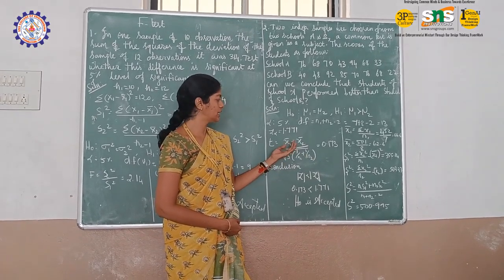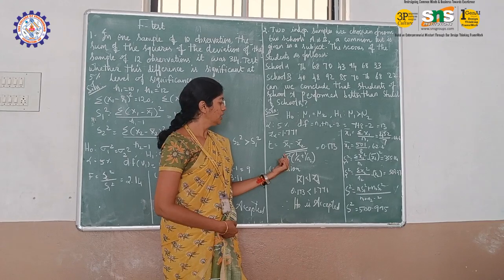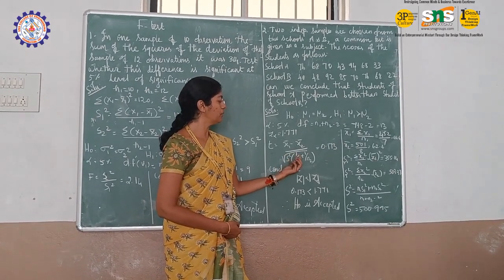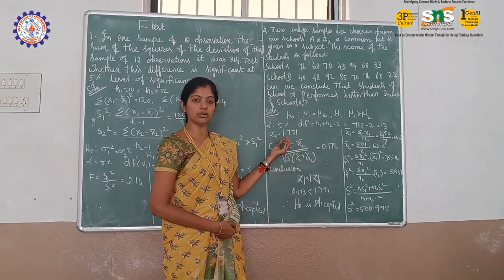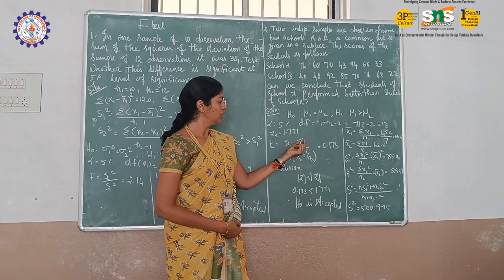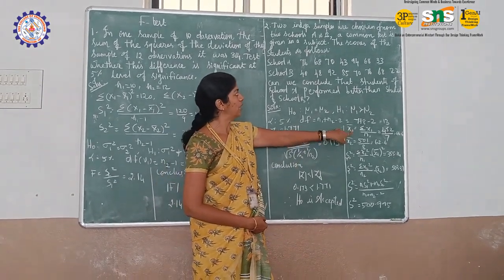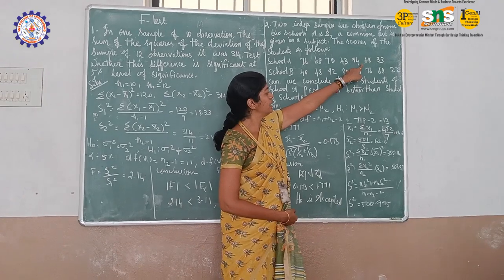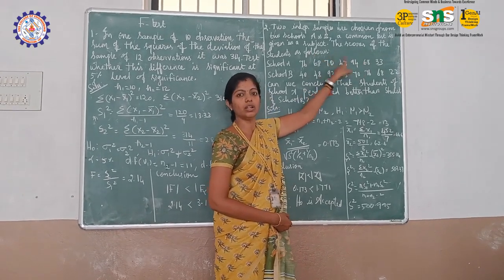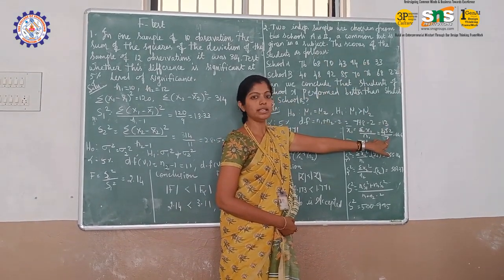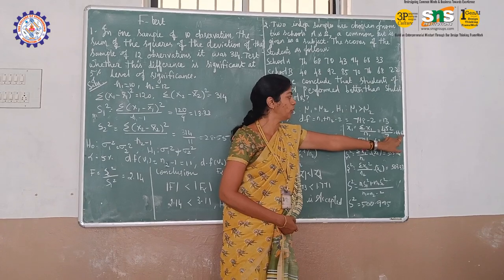The t-test formula is x1 bar minus x2 bar divided by root of S square into 1 by n1 plus 1 by n2. We have to find what is x1 bar, what is x2 bar, what is S square. For x1 bar, we have to add all those values. We have 7 data, so we add them and divide by 7, and we get 64.6.